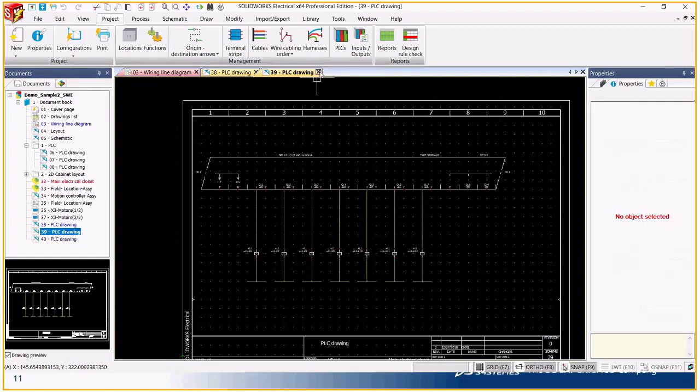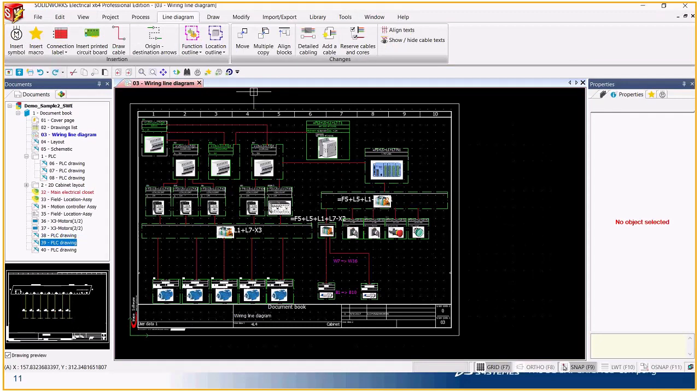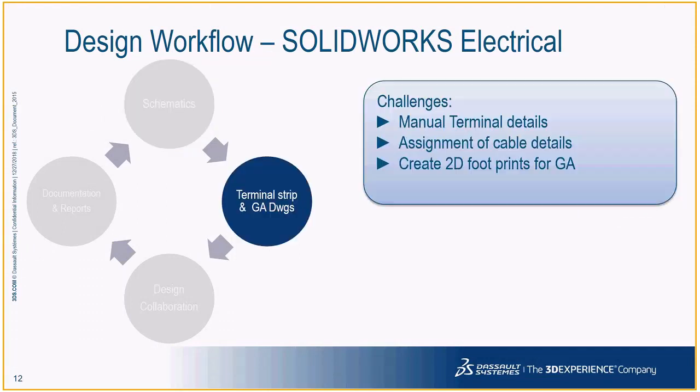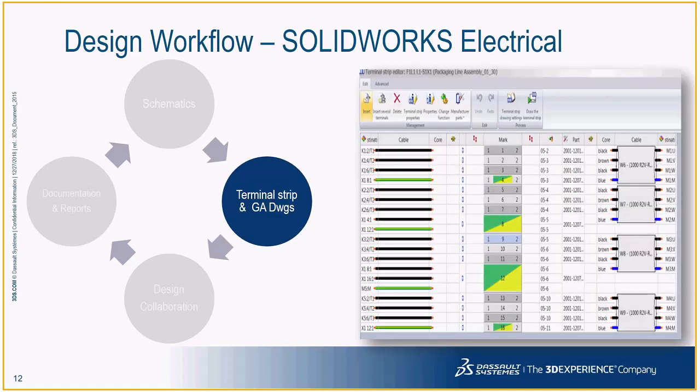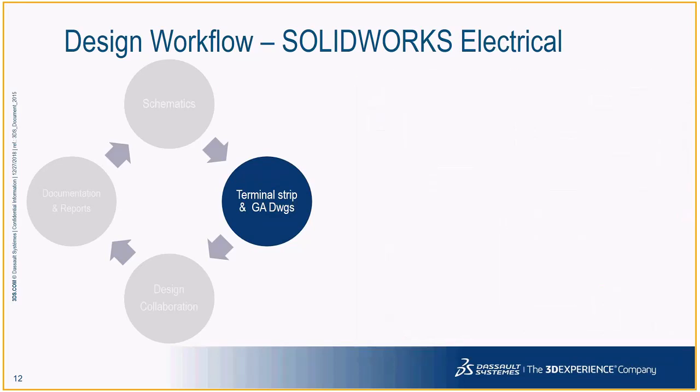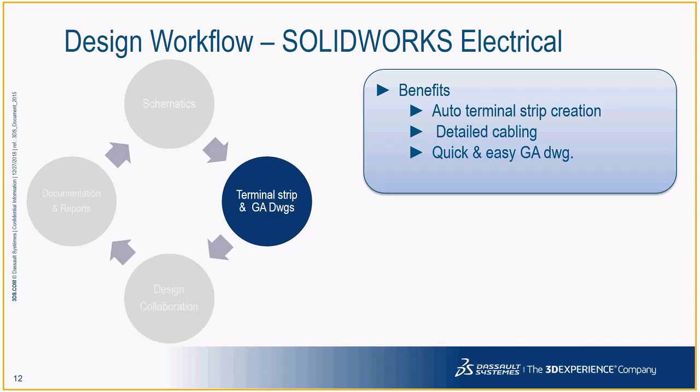Let me just quickly close these things and close this one. Okay, so we have pretty much done on the schematic side. Let us go back to the PPT. As we have seen, the challenges as I discussed are manual terminal details, assignment of the cable details, and creating 2D footprints for the GA is also a challenge. And this is a terminal strip, as I have already explained, which has been generated, and this is a cabinet layout.